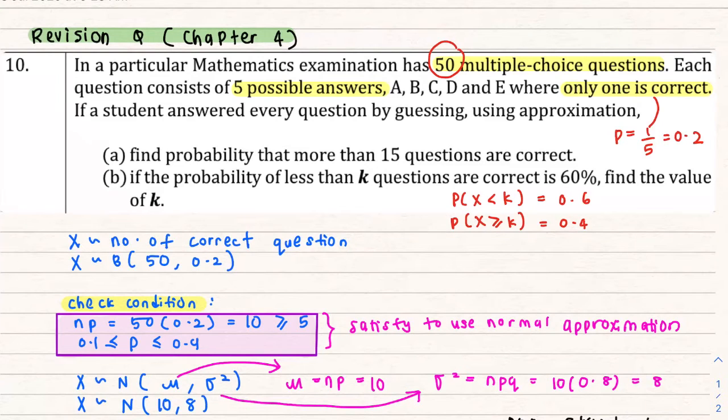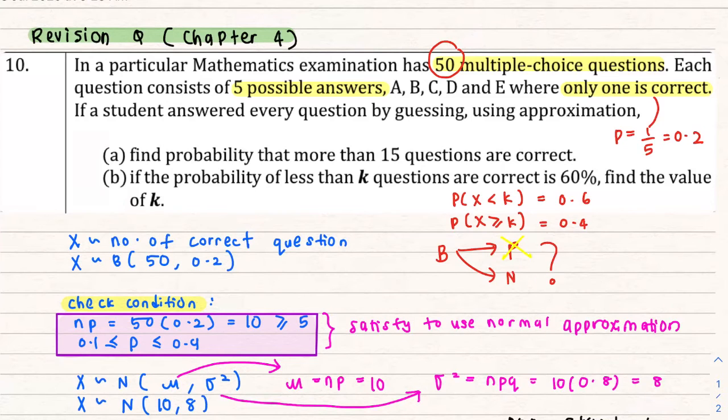Okay, which approximation satisfies the condition? From binomial, you have only two approximations, whether to use Poisson or normal. So which one? Okay, recall the Poisson condition from binomial. Your p must be less than 0.1 and your n must be more than 50. So if you look at the condition, n is exactly 50, but your p is not less than 0.1, so you cannot use Poisson.